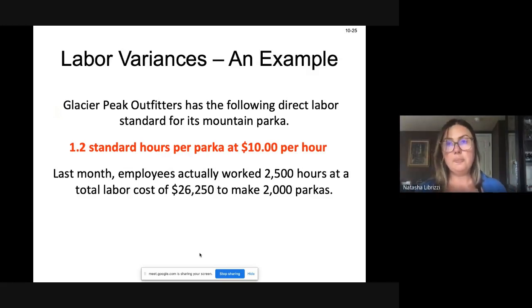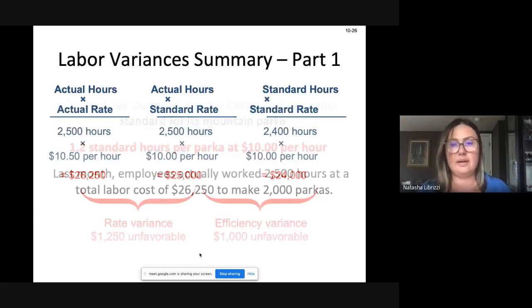So now we have two things. Are we paying what we're supposed to pay? Because remember, we're pricing a product based on our standard pricing. So if we don't know what it's really costing us, we might not be making money by pricing the product incorrectly.